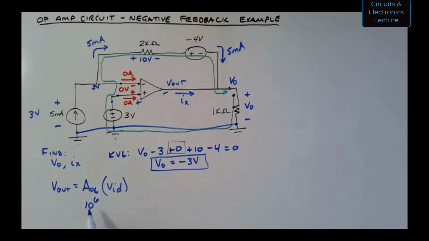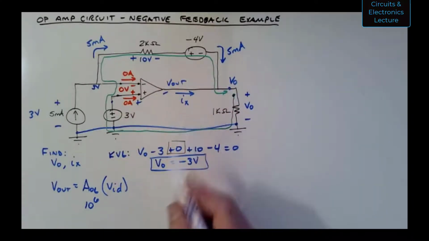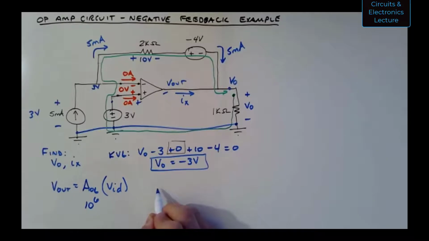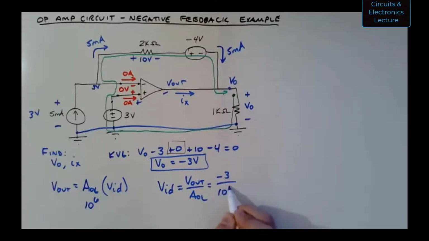So what is the voltage VID? Well, I could figure that out. Assume this is right. You can build the circuit and measure it, and it'll be right. But let's assume that's right. Let's figure out what VID really is, not the assumed value. It's going to be V out over AOL, which is equal to -3 divided by 1,000,000, which is -3 microvolts. That's small. That's 0.